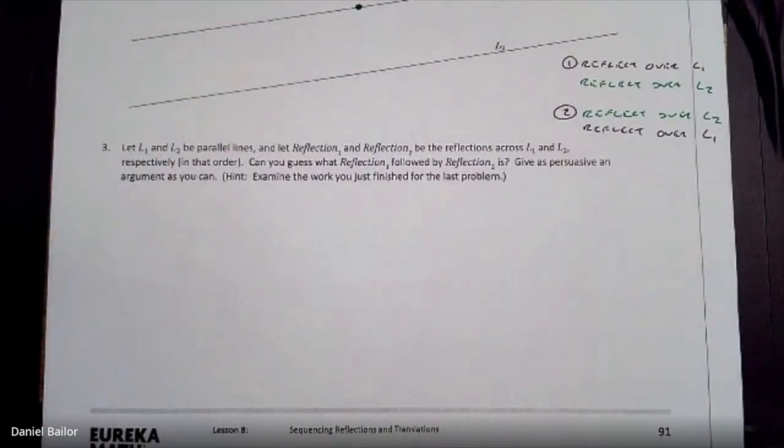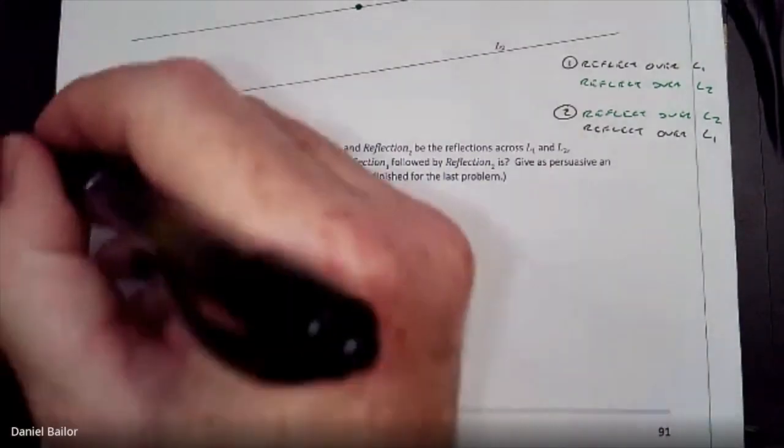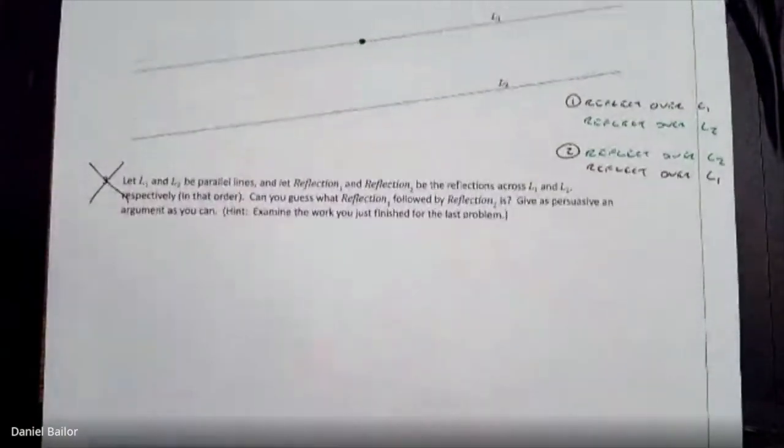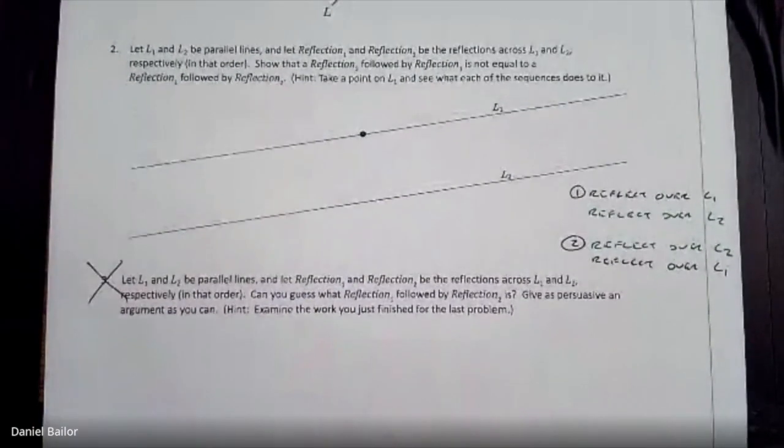And then number 3, let L1 and L2 be parallel lines. Let reflection 1 and reflection 2 be the reflections across L1 and L2. You know what? Just skip number 3. It's the same thing as number 2. It's just asking for the ideas. So you do not have to do number 3. Just do numbers 1 and 2, where you are checking to see how important order is for these.